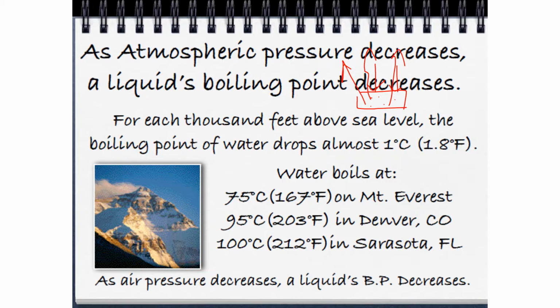There is more atmosphere pushing down on us. So it requires more energy for those particles to break free from their surface than if water were to be put on Mount Everest, which has a lot higher elevation, which means there is less atmosphere pushing down on water at that elevation. As the air pressure decreases, as you get higher, like into the mountains and on Mount Everest, a liquid's boiling point decreases because they need less energy to break through that barrier.